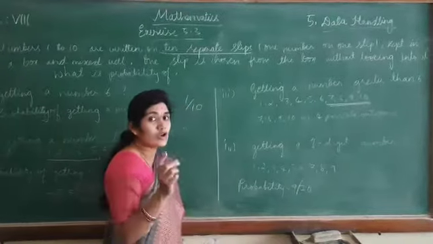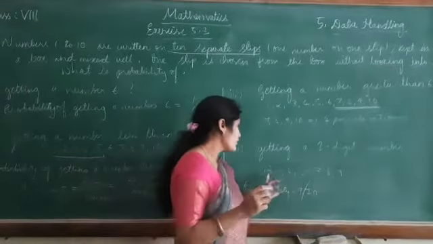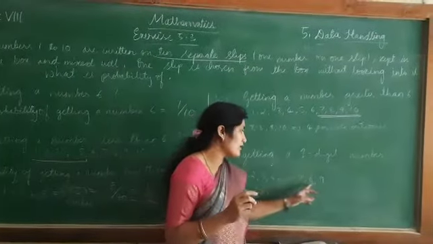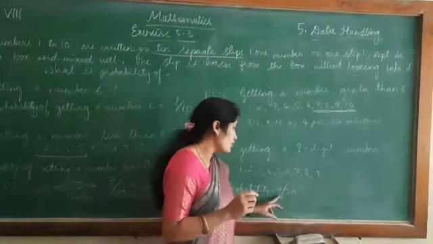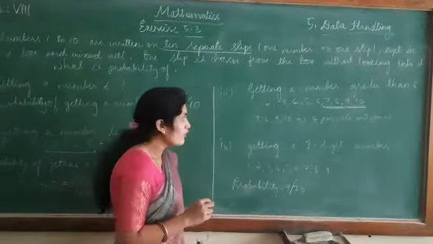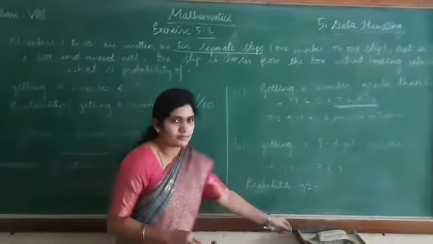Because 10 is a two digit number, it's not a one digit number. So 1, 2, 3, 4, 5, 6, 7, 8, 9. There are 9 numbers which are one digit numbers. So 9 by 10 is the probability of getting a one digit number.